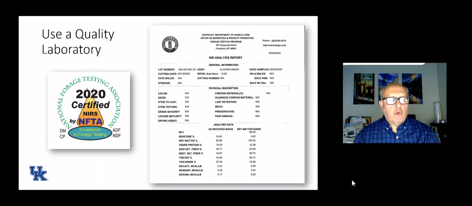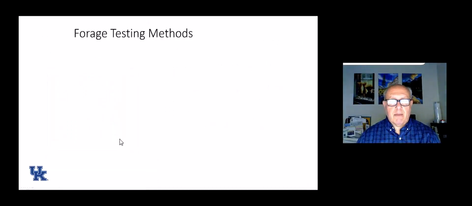Now, we want to use a quality laboratory, and this happens to be the Kentucky Department of Agriculture's hay test report. But on their website, they've got this certification sticker or stamp from the National Forage Testing Association. They're certified for estimating dry matter, protein, ADF, and NDF. So we want to use a quality laboratory.